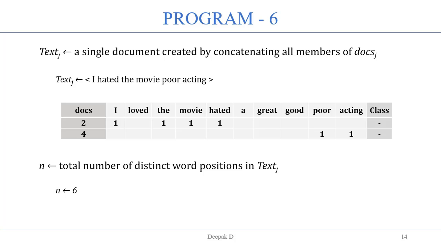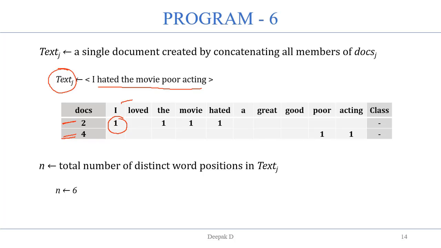Now you create a text J, that is text of negative, which consists of all the words which belong to the documents of the negative class. There are two documents. You convert that entire text into feature vectors, which consist of the features and the corresponding values. The value here is the number of times a word appears in that document.